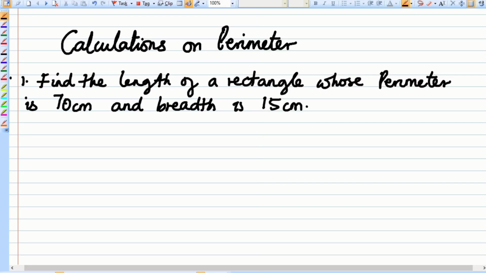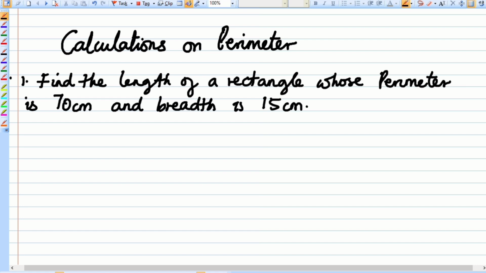Okay, so let's go through some questions on perimeter. The first question is: find the length of a rectangle whose perimeter is 70 cm and breadth is 15 cm. I'll suggest that the first thing to do anytime you see a question on perimeter or whatsoever in mathematics, is to write out the formula that relates to the question.